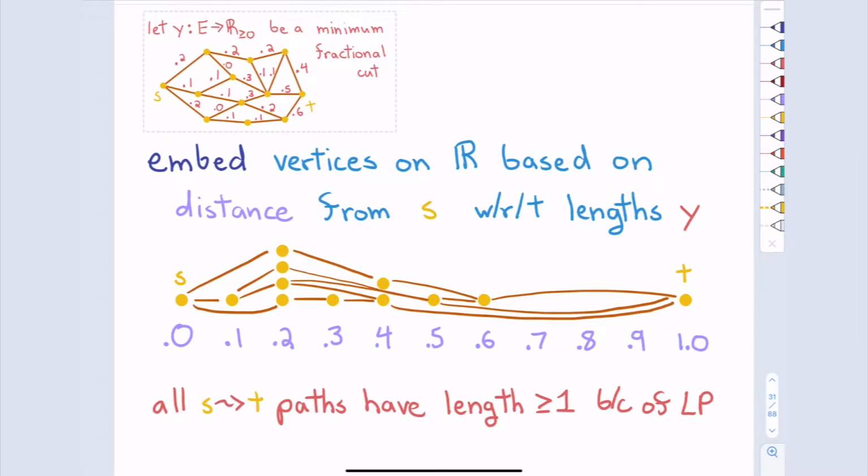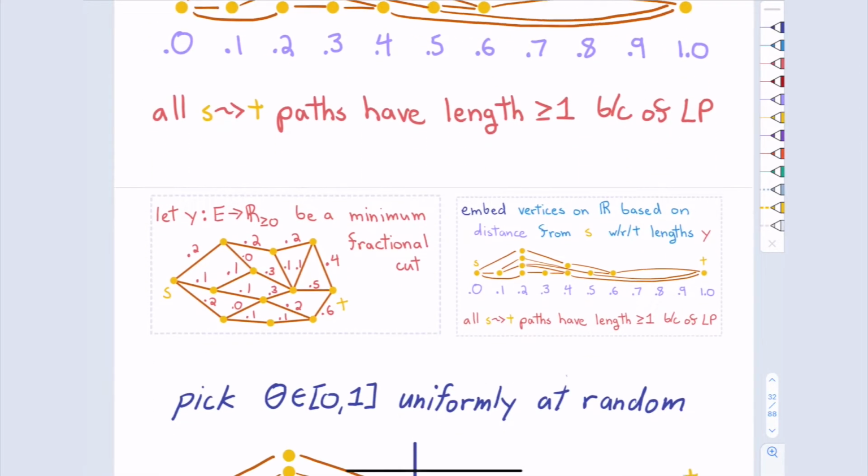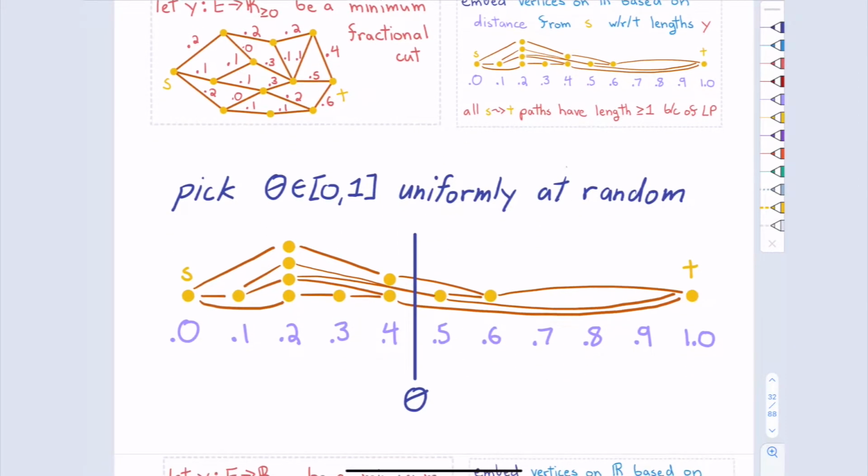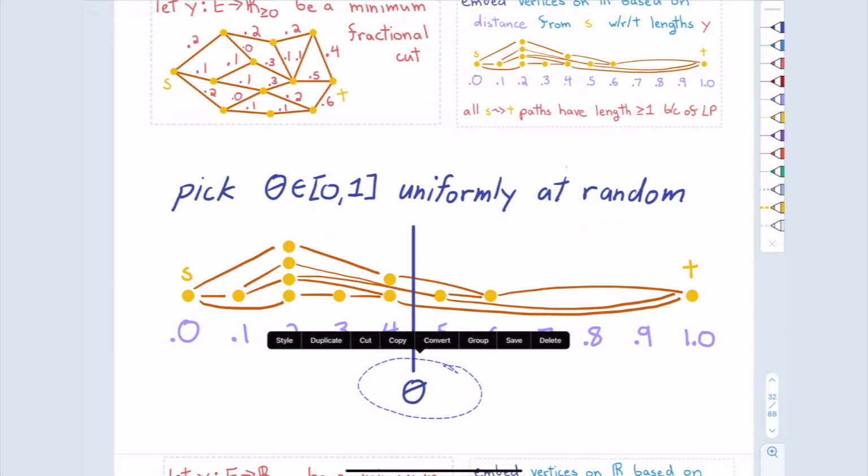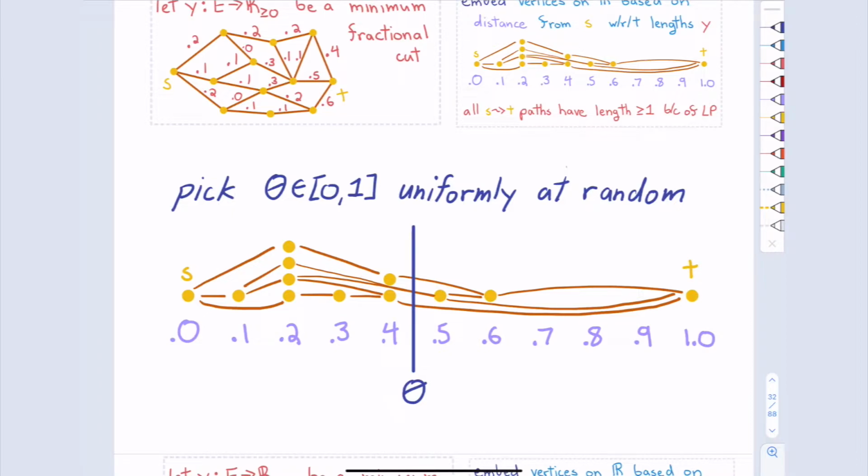Okay, so maybe this is hard to guess. So what we're going to do is study a random cut. Imagine I have some value theta, and I choose some value between 0 and 1 uniformly at random. That splits the set of vertices into two halves, right? One's on the left, one's on the right. Since T is at 1 and S is at 0, any value in between will be an S-T cut. There will be at least one vertex on each side. And we're going to analyze the expected value of this cut.